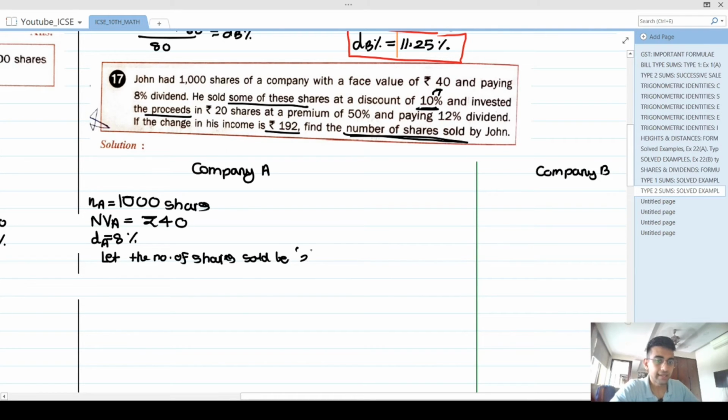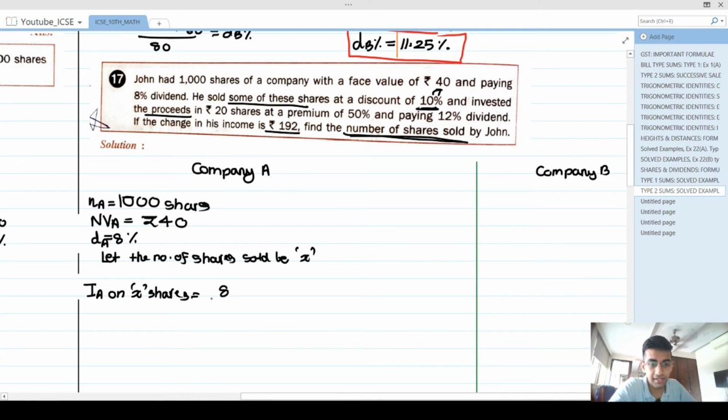be X. So what will be the income on X shares? This is something you need to calculate. Do not calculate the dividend on all his 1,000 shares, because he sold X shares. They are asking change in income. If they are giving 192, they mean the change in income between the X shares he sold of company A and the income from company B.